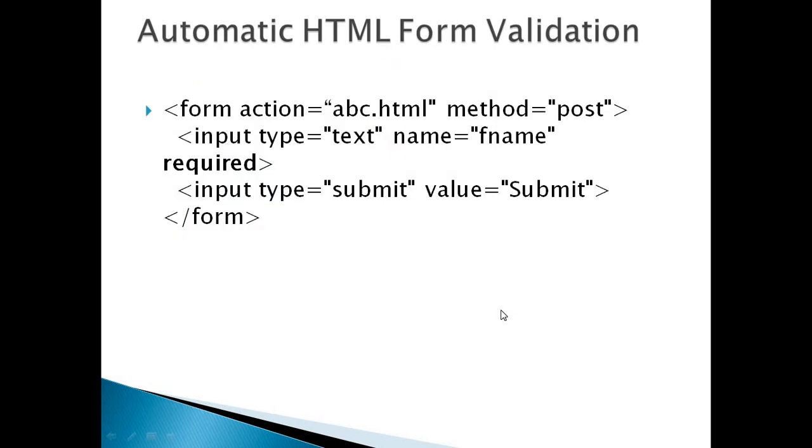Next, JavaScript also allows us to automatically check the validation. If you want to check that the field must not be empty, then you should use an attribute that is required. Here is the input type text, name is fname, and you want this field must not be empty, then you should use a property named required, simply writing the attribute required. Now when you run this program, if you don't fill the field like this name, then it will give you an error.